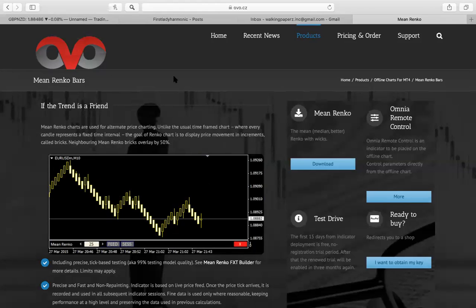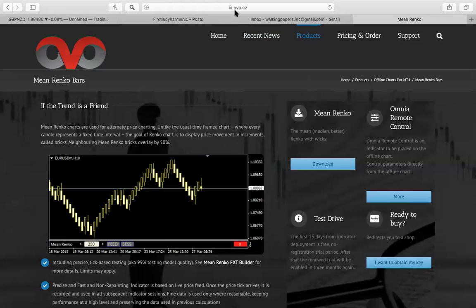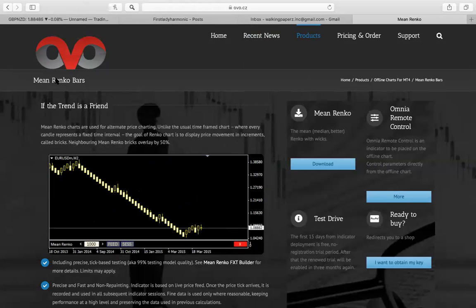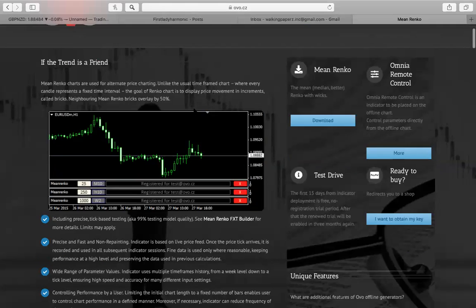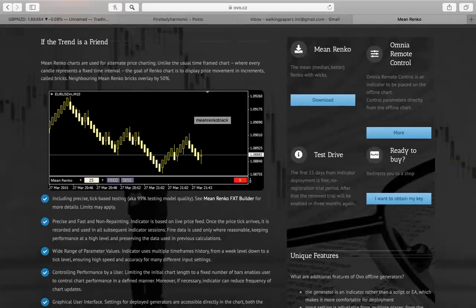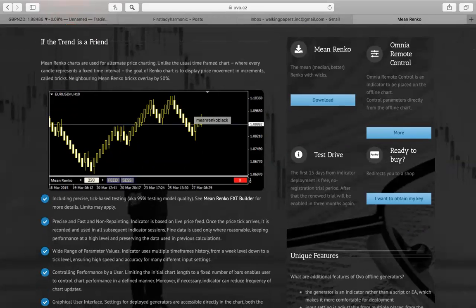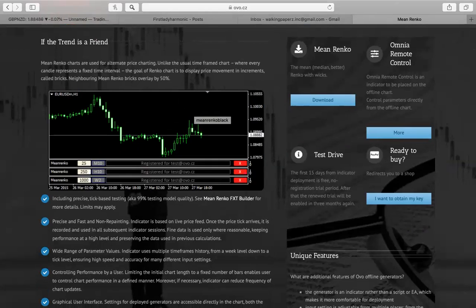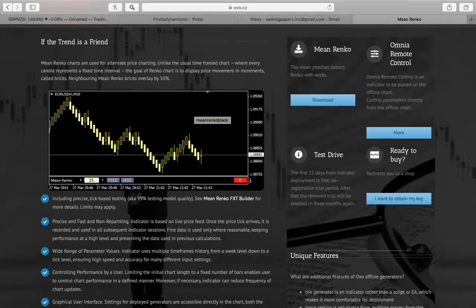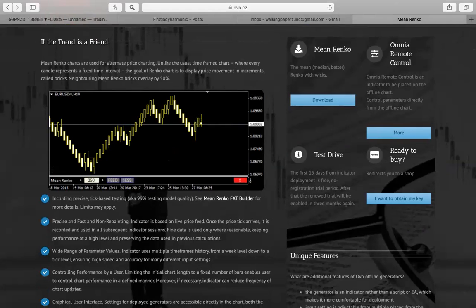Okay, so again, the site is ovo.cz. This is where you can get your Renko bars. Like I said before, it's $45 for the lifetime license, which is worth it, because if you want to do Renkos with TradingView, which a lot of people use to chart, which is what I use as well, you're paying $20 per month to use their Renko bars. So there's a big difference.